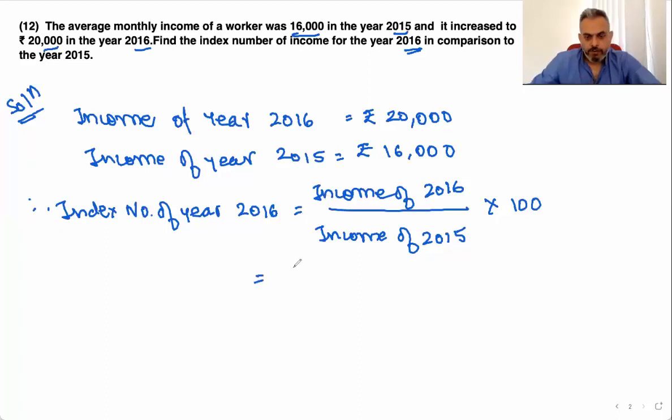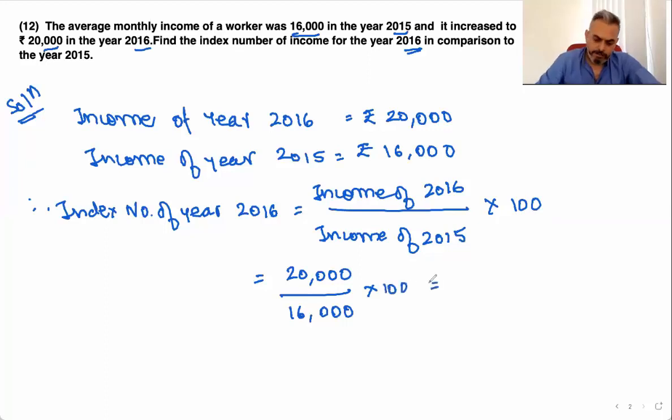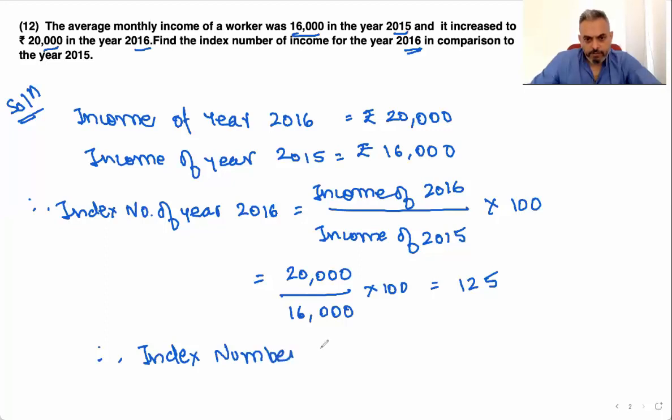which is equal to 20,000 upon 16,000 into 100, which is equal to 125. Therefore, index number for year 2016 is equal to 125. Answer.